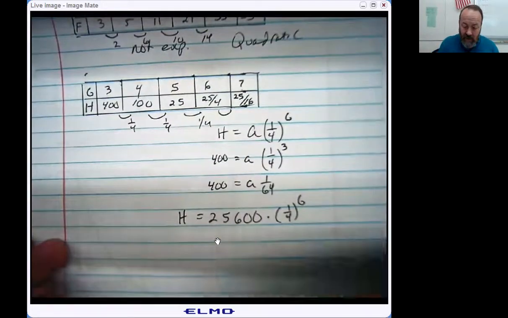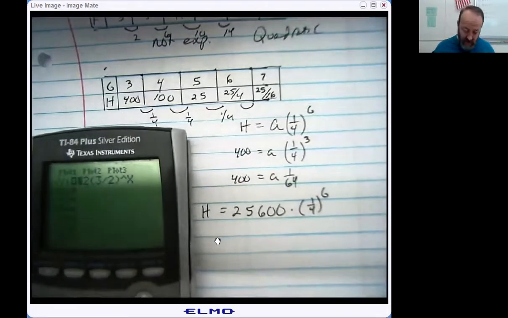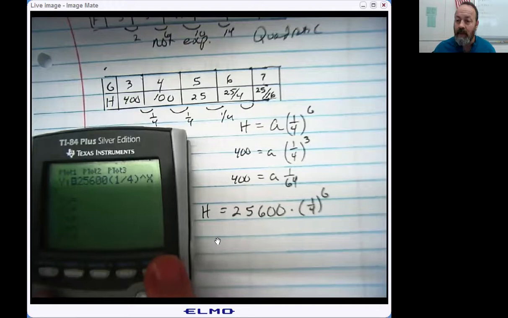But again, I don't know about you, but I feel a little nervous when I do problems like that look this hard. But I get 25,600. I got 1/4. I'm going to raise that to the x power, and I'm going to look at my table.